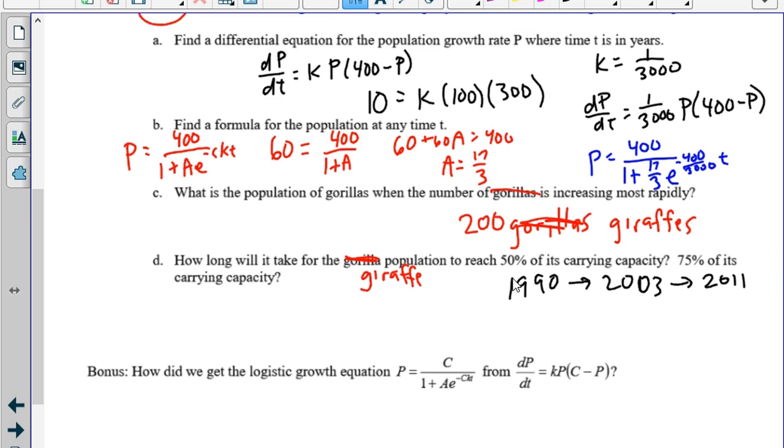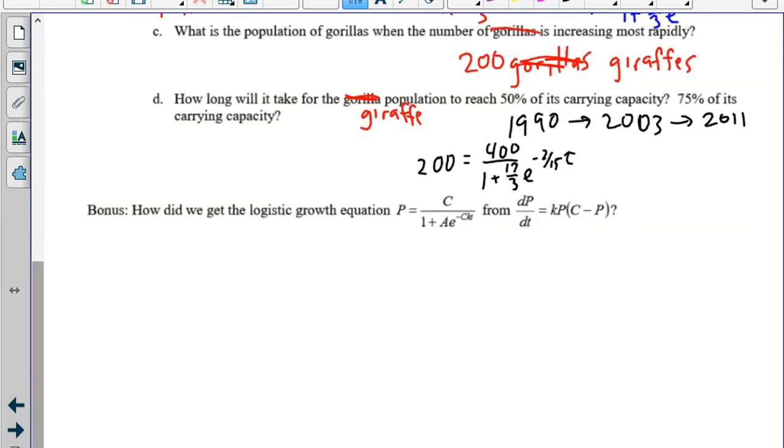By the way, you could solve letter D by setting P equal to 200 and P equal to 300, and solving for T. You'd multiply over, divide by 200, subtract 1, multiply by 3/17, then take a natural log. It's things that you can do algebraically. I just didn't feel like that was necessary at this time.